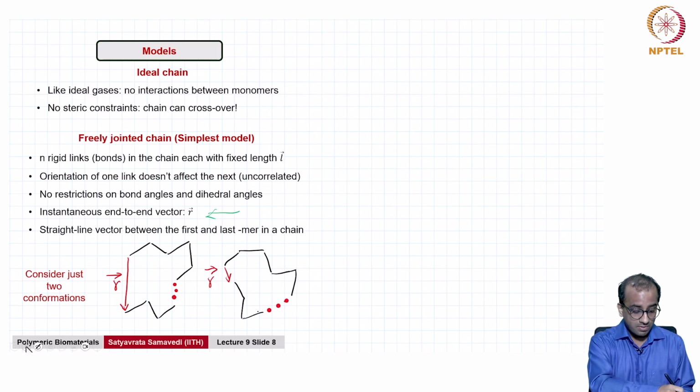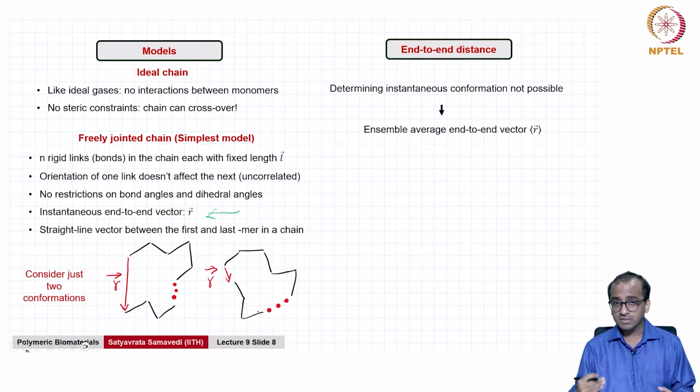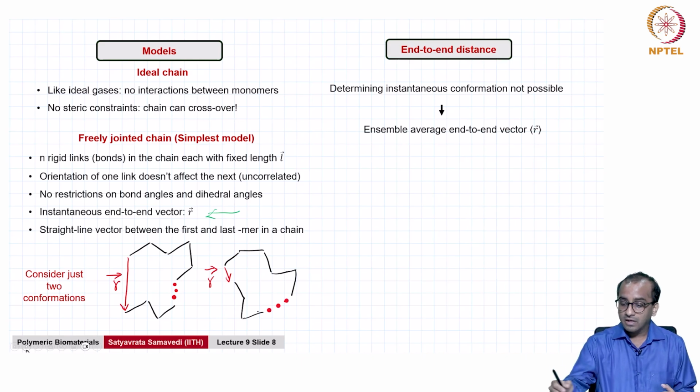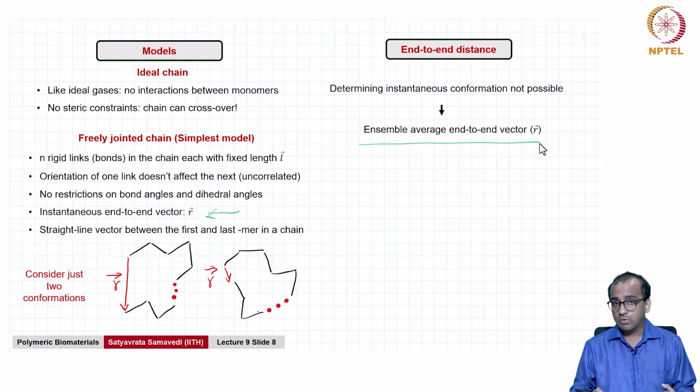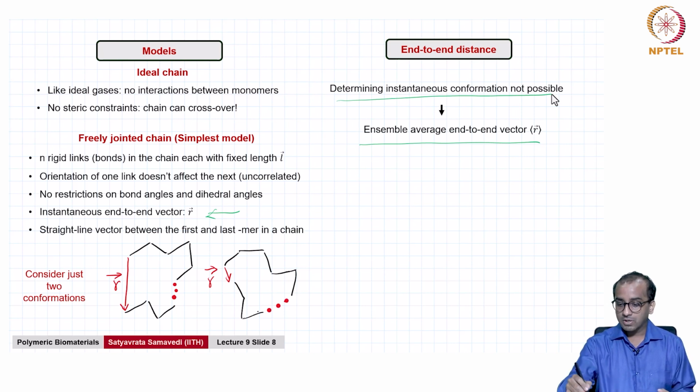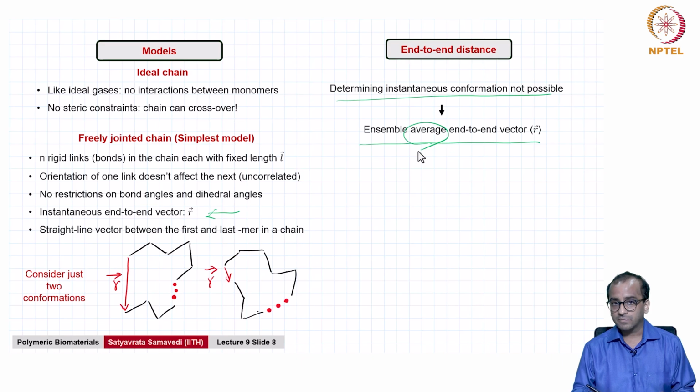So, what might be more useful to talk about instead of an instantaneous end-to-end vector is an average end-to-end vector. And the idea here is determining the instantaneous conformation is neither possible nor useful. What makes more sense to talk about is an average end-to-end vector. And here you notice we have introduced two new things. One is we have called it an ensemble average. The other is we have also introduced these angular brackets here. So, we will take a minute to look at what that is.